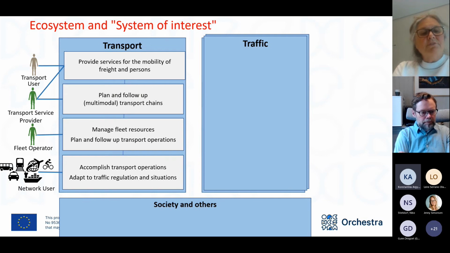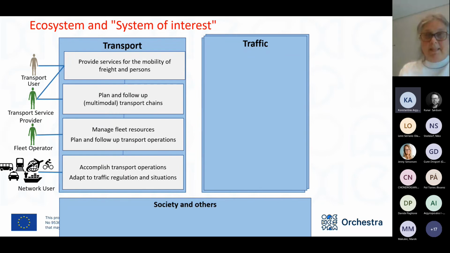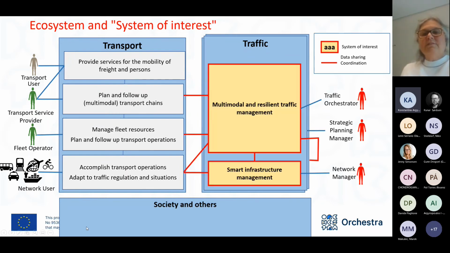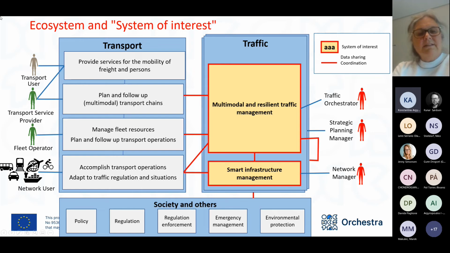And of course, we also have the network user, the vehicles and vessels that are moving around in the transport network. So they accomplish the transport operation, but they also have to adapt to the traffic regulation and to the traffic situation. In the traffic part of the ecosystem, we have multimodal and resilient traffic management that I will go into the details of later. And we have smart infrastructure management. And it all has to relate to the society and others like policy, regulation enforcement, emergency management, environmental protection.